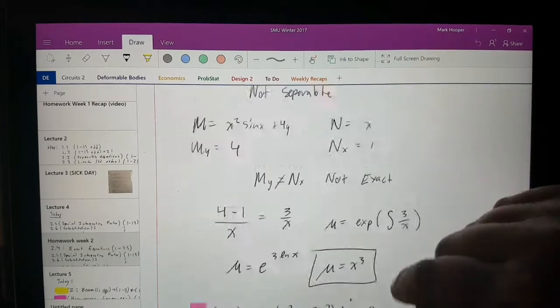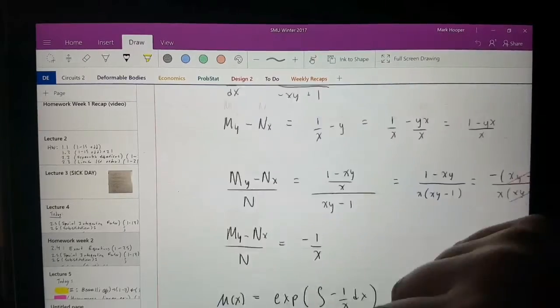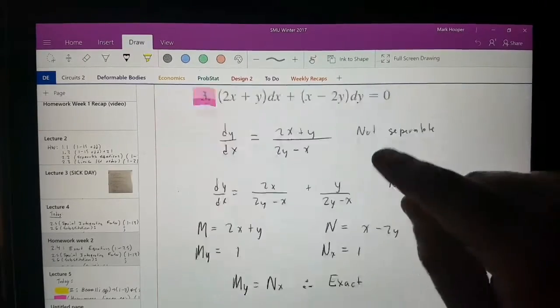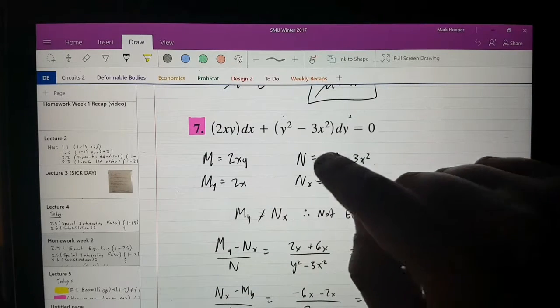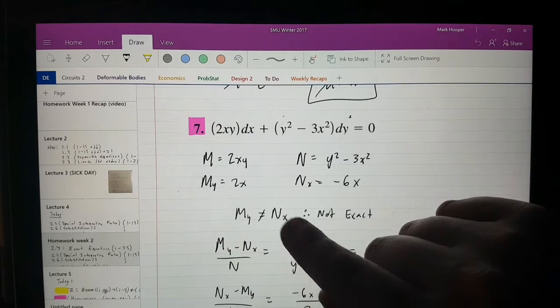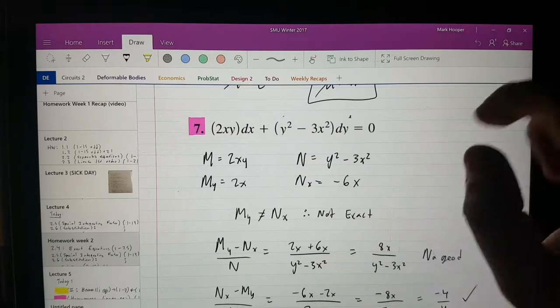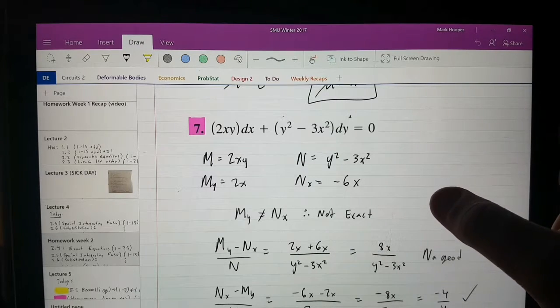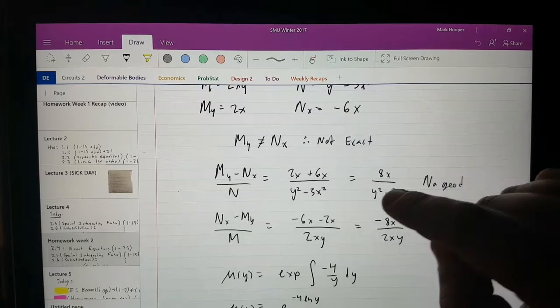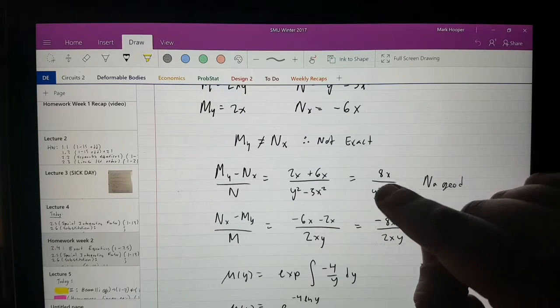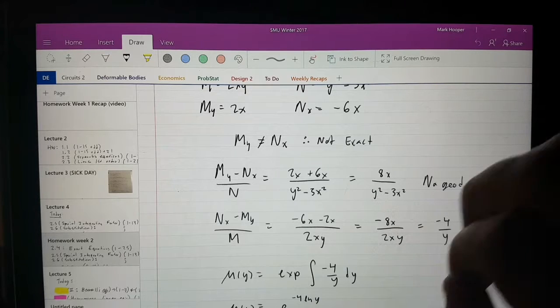So I think, wait, yeah, so now we're on to the ones where you have to actually solve it. So this is m, that's n. We take the partial derivatives, they're not the same. So we'll try this one. This one's no good because it's got y's and x's in it.